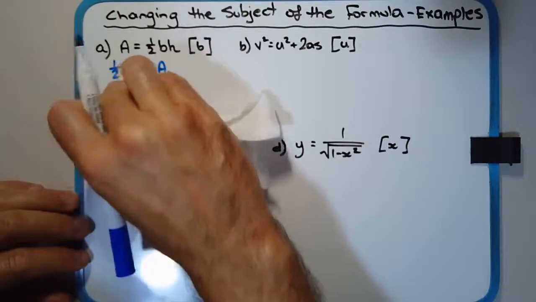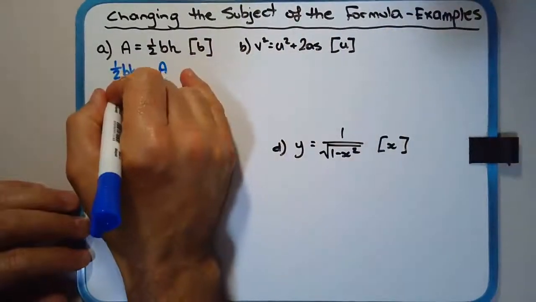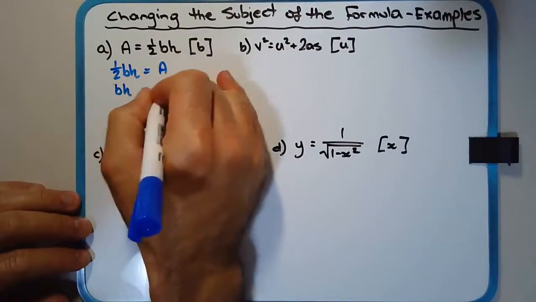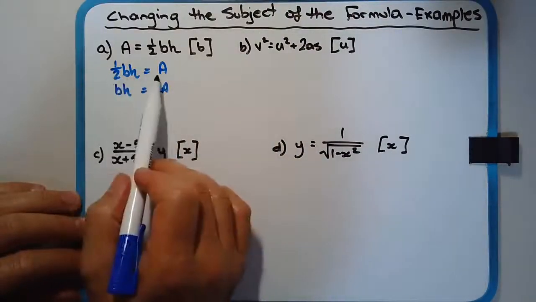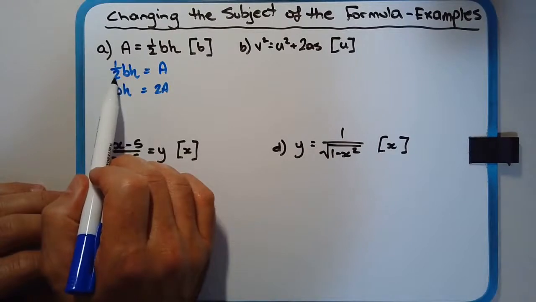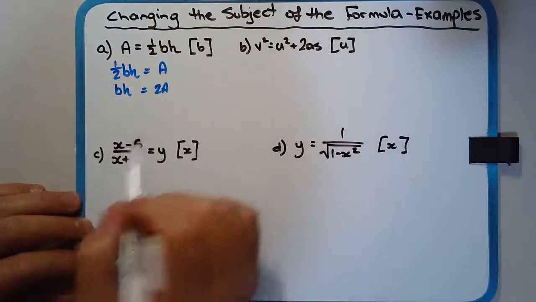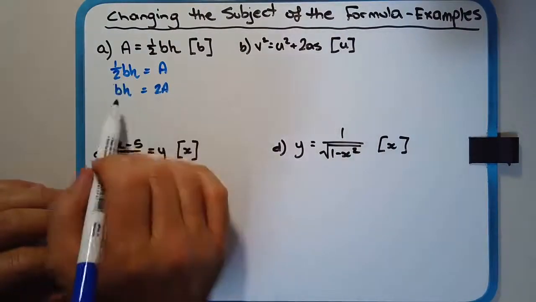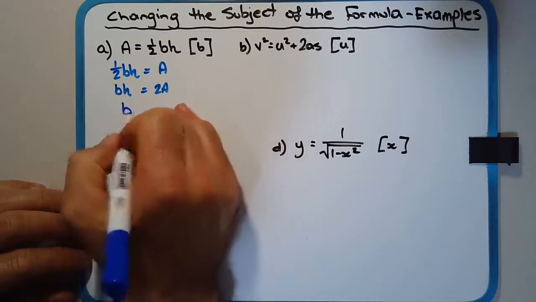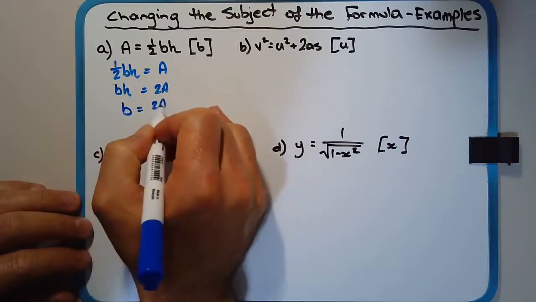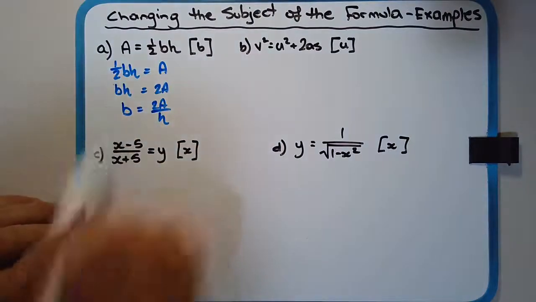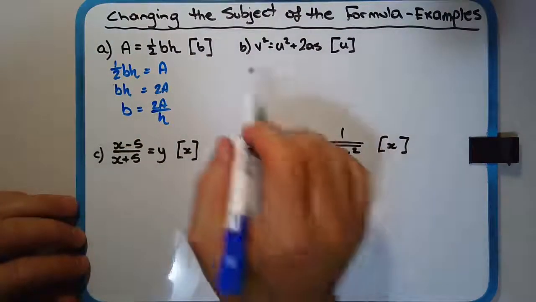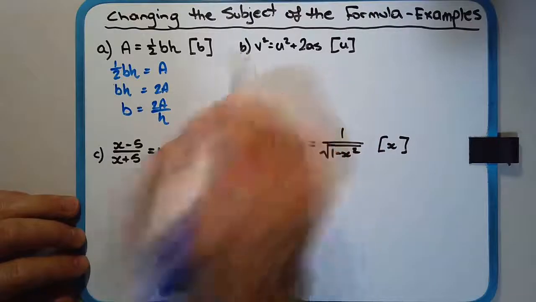First thing I'm going to do is multiply everything by 2. So BH is equal to 2A. Why would I do that? Because multiplying both sides by 2 cancels out the half, and then we end up with the 2 on the right-hand side. Finally, we're going to divide everything by H. So B is equal to 2A over H, and that's the new formula, with B being the subject of the formula.